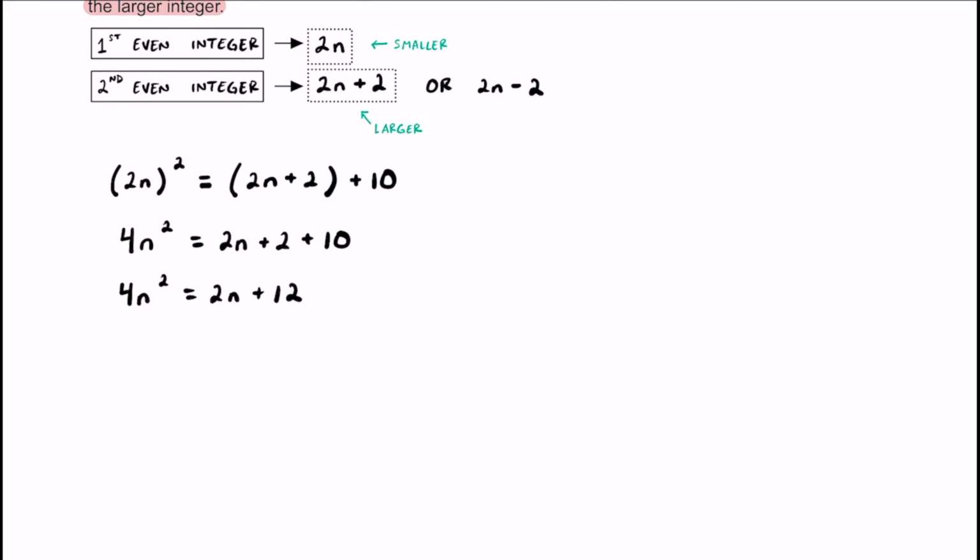Next, let's put this into standard form by setting the whole thing equal to 0. On the right side, let's take away 2n and take away 12 at the same time, and I'm going to do that on the left side as well. If you want to split this into two steps, that's fine too. I'm just being a little bit lazy here. Subtracting 2n and 12 from both sides, we have the rearranged equation 4n squared minus 2n minus 12 is equal to 0.